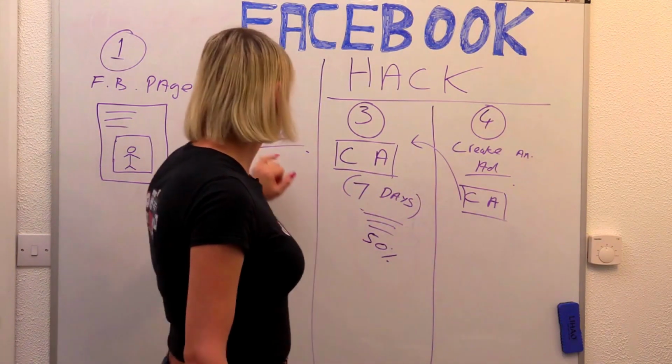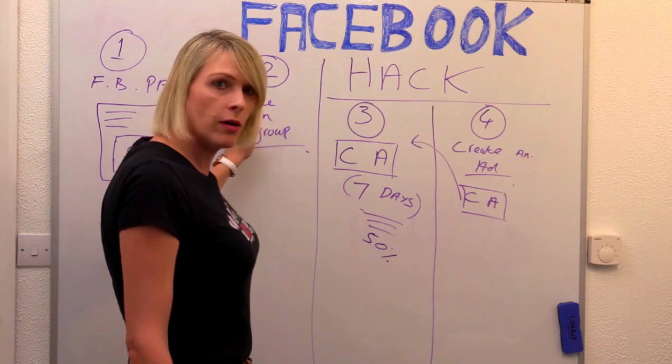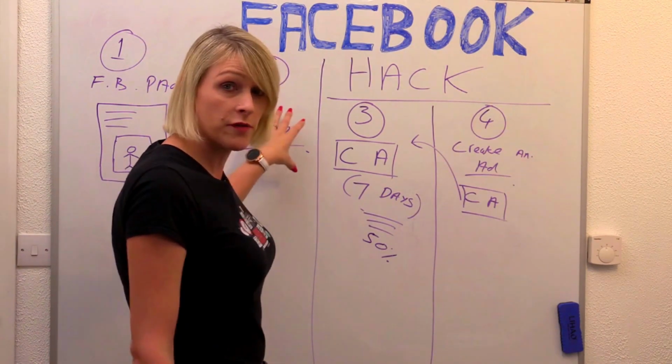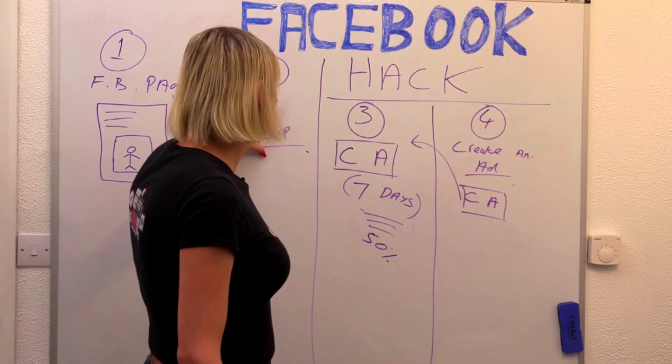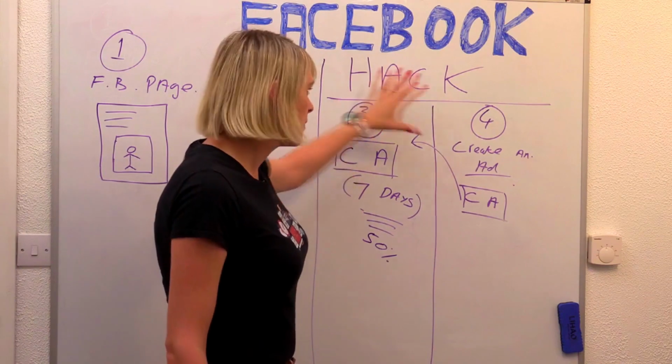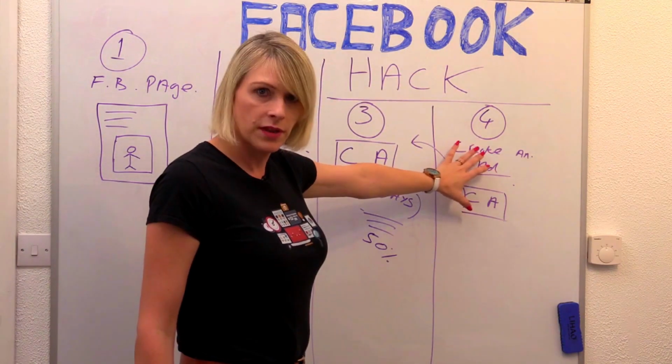So what will happen is anybody who sees our video inside the group, and we can share this in multiple groups, by the way, it doesn't have to be one group, anybody who sees our video in the group will get added to our custom audience for 7 days, and they'll start seeing our advert for the next 7 days.